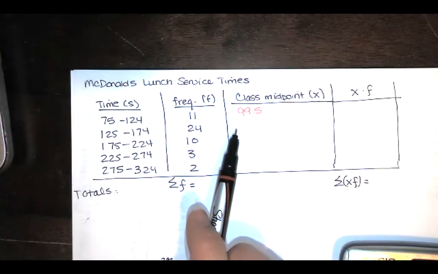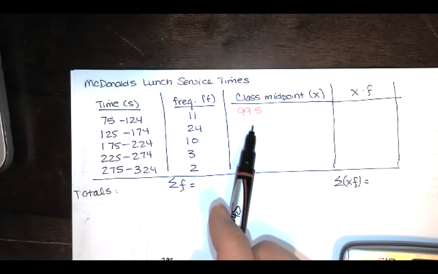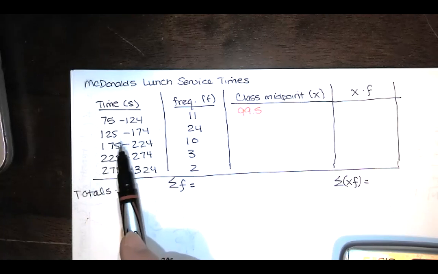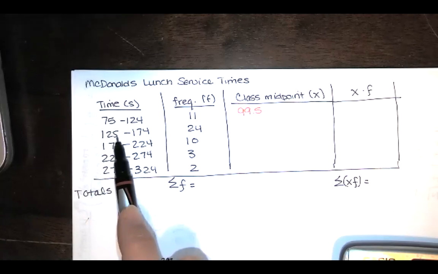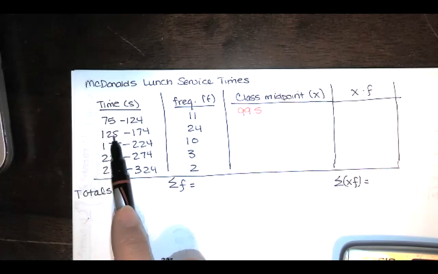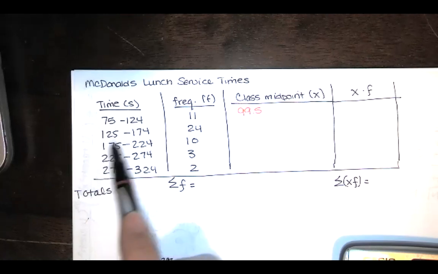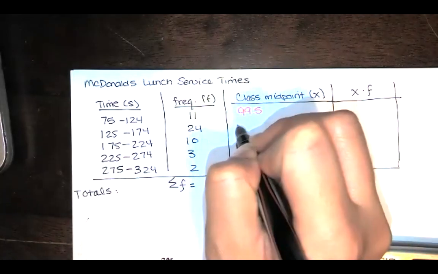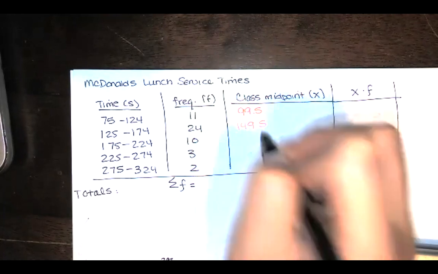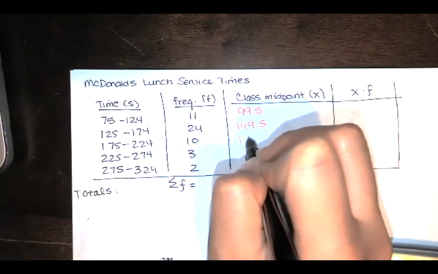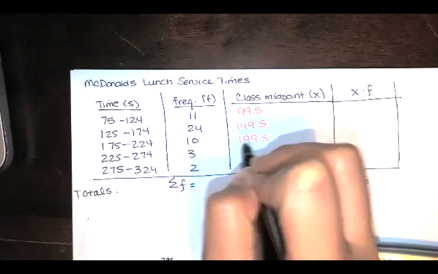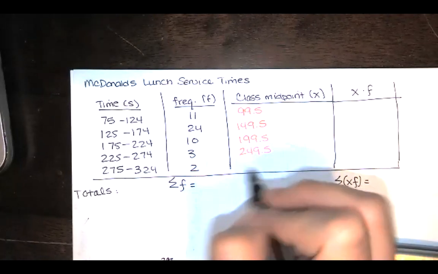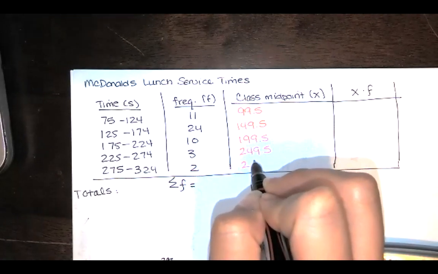Now to get to the next class midpoint, I can just add the class width, because going from class midpoint to class midpoint should be the same as going from lower class limit to lower class limit. So the class width is the difference between this 125 and 75, which is just 50. So if we add 50 to this, we'll get the next class midpoint. And if we keep adding 50, we'll get each next class midpoint, up to the last one.